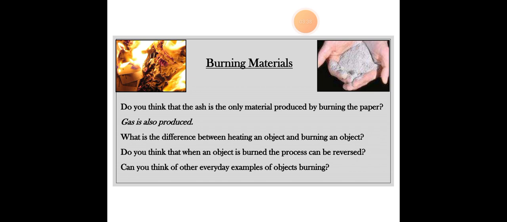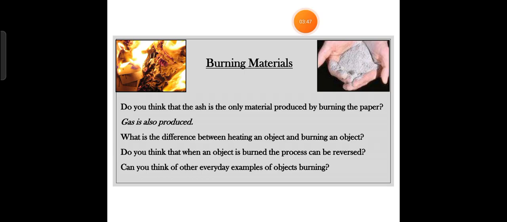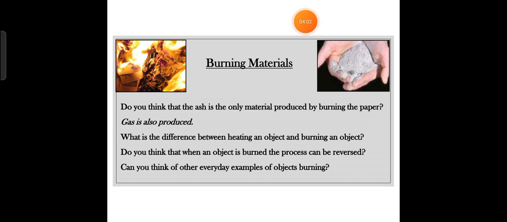Then coming towards the next question: can you think of other everyday examples of objects burning? Burning, also known as combustion, is a chemical reaction where a substance reacts rapidly with an oxidant, usually oxygen, that produces heat and light. Everyday examples include burning wood in a fireplace, natural gas in the stove, and fuel in a car engine.